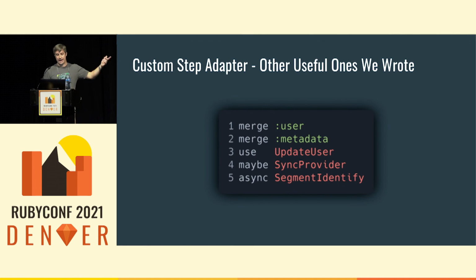And then finally, the async works exactly like maybe, except it uses Active Job to enqueue the whole transaction as a background job rather than running it inline. This is great for background sync jobs, plus it does the same validation pre-check. So if there's nothing to do, it doesn't enqueue any jobs.